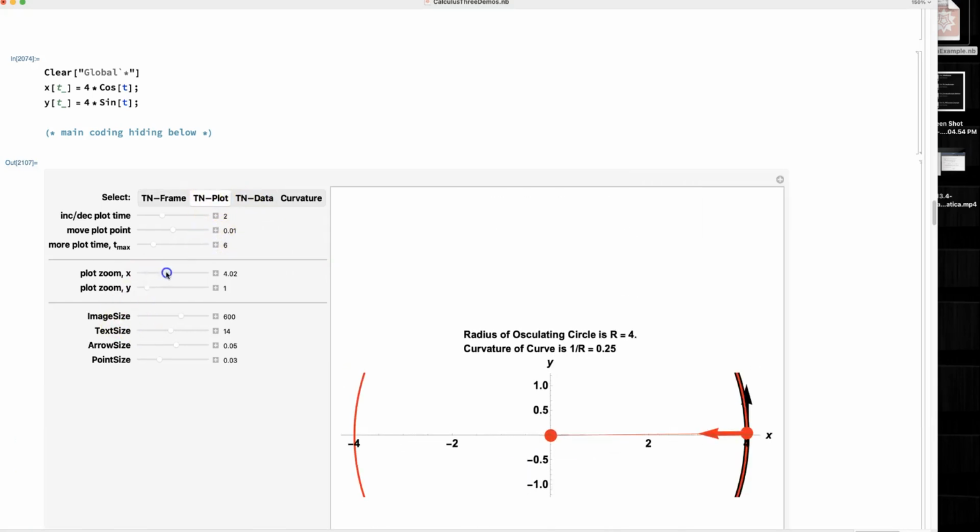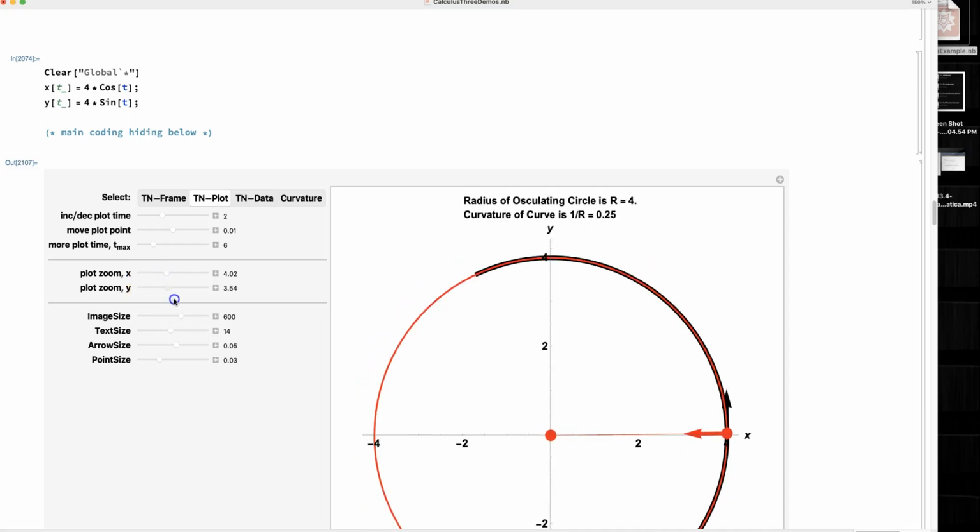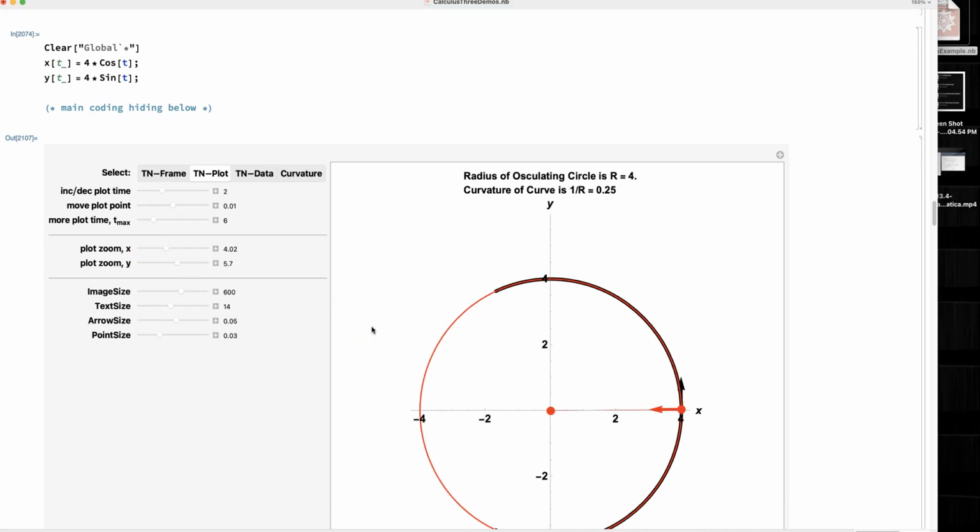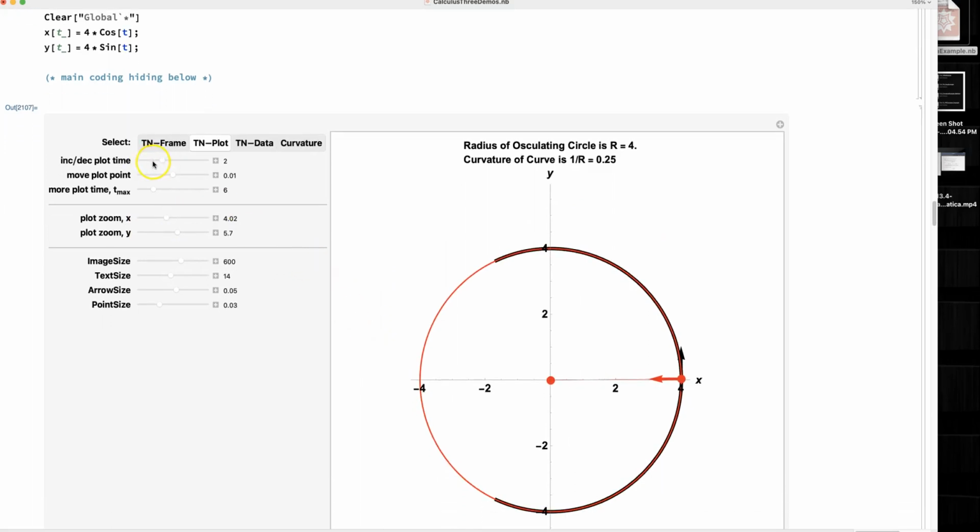And here if we zoom out, we should see a circle of radius 4, right? And we can see the T and N vectors. In this case, the black vector is pointing in the direction of T. The red vector is pointing in the direction of the unit normal. And the normal component of acceleration is 4, the radius. So this acceleration vector is this red object right here, and it's 4 times as long as the unit normal vector.